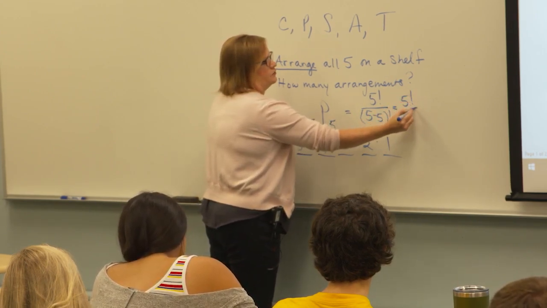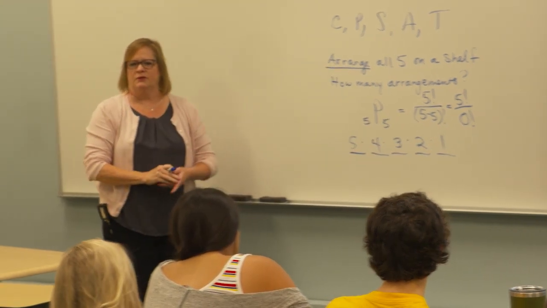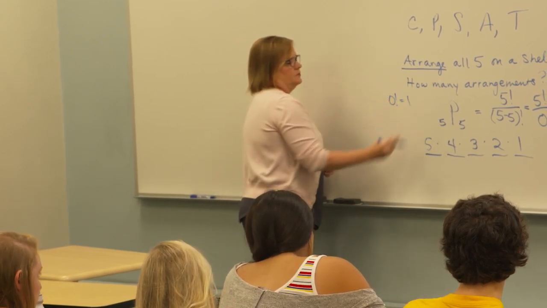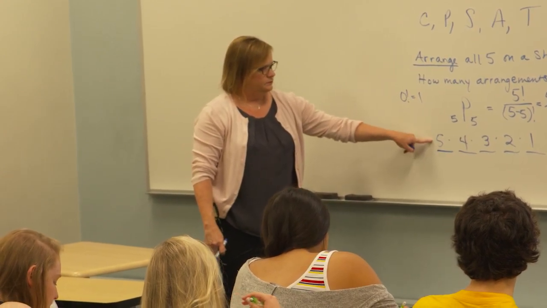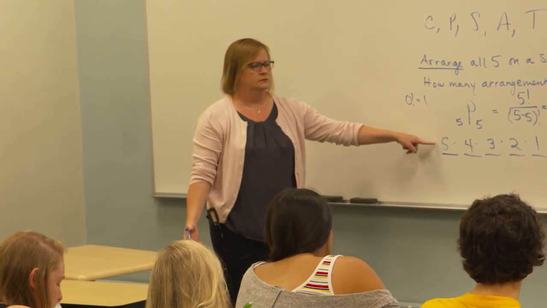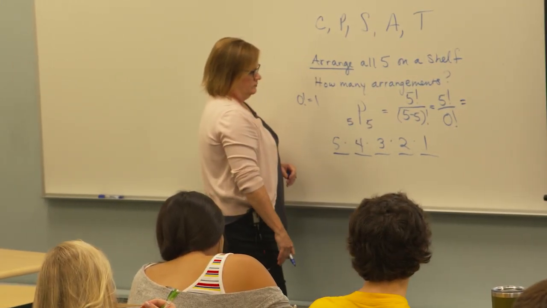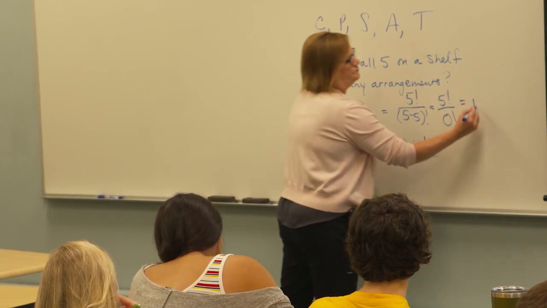So 5 factorial looks like something you shouldn't be able to do in math, but we define 0 factorial to be 1 so that we can do stuff like this. Yeah, so 5 factorial and that, they're the same thing. What do you get for that? 120, okay.